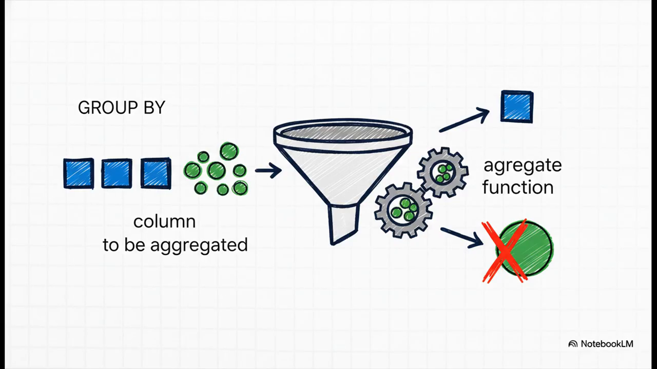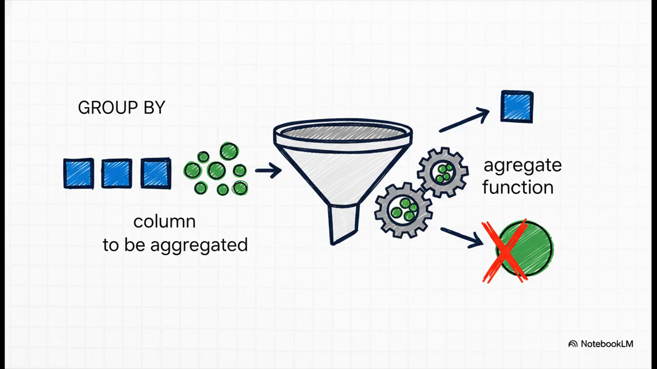All right. Now for the one thing that trips up almost everybody at first. If you've ever gotten an error that says something like, column must appear in the group by clause, this one's for you. Here is the golden rule. Any column you put in your select list has to be one of two things. It either has to be in the group by clause itself, or it has to be wrapped inside an aggregate function like sum of or count of. That's it.